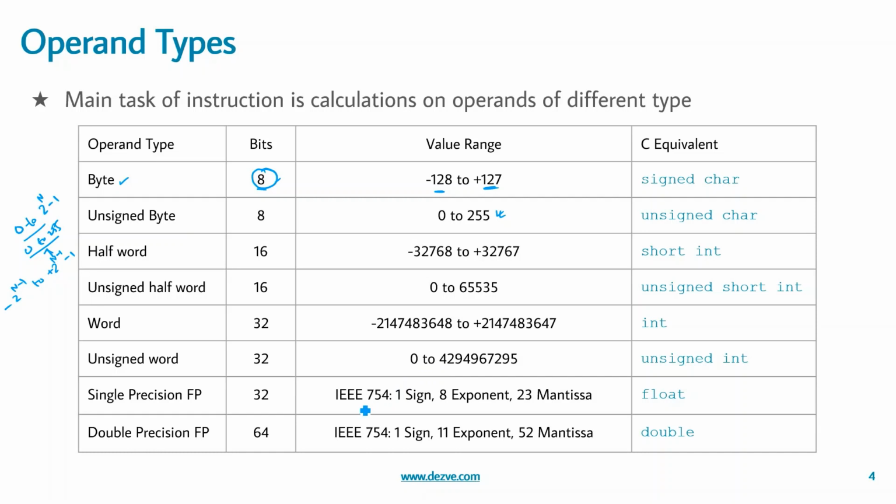Floating point numbers use the IEEE 754 standard, in which we have one sign bit, and depending on single precision or double precision, the exponent and mantissa bits vary. On the right, we have tried to show the equivalent data mapping with respect to a high level language such as C. This can vary based on which high level language you are referring to.